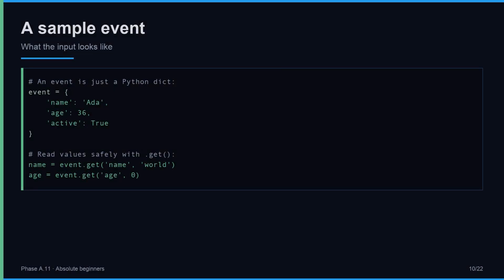An event is just a Python dictionary. Here is a simple example, a dictionary with the keys name, age, and active. When your lambda is invoked, Amazon fills this dictionary with whatever the caller passed in. Inside your handler, you read values with the .get method, which lets you provide a default in case a key is missing. name = event.get("name", "world"). If the caller did not send a name, you get the default world instead of a crash. This is the same dictionary skill you learned in the collections section, now applied to cloud input. A dictionary you can read.